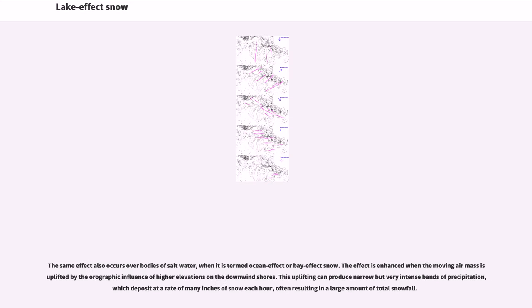The same effect also occurs over bodies of salt water, when it is termed ocean effect or bay effect snow. The effect is enhanced when the moving air mass is uplifted by the orographic influence of higher elevations on the downwind shores. This uplifting can produce narrow but very intense bands of precipitation, which deposit at a rate of many inches of snow each hour, often resulting in a large amount of total snowfall.